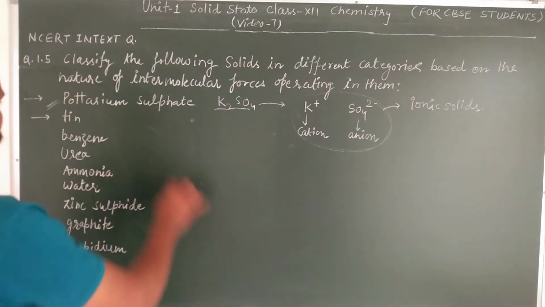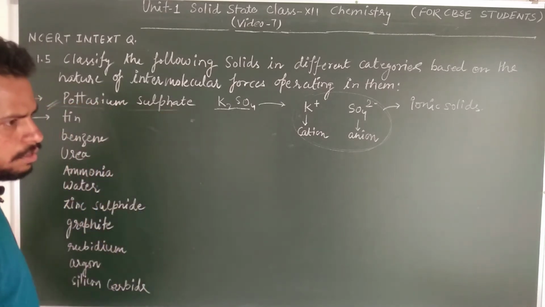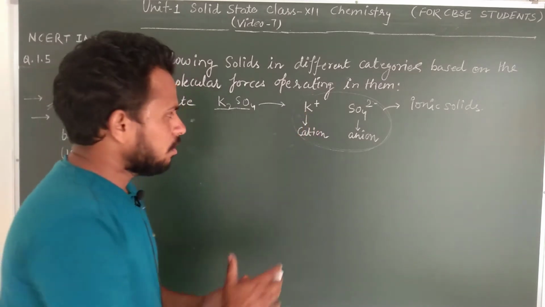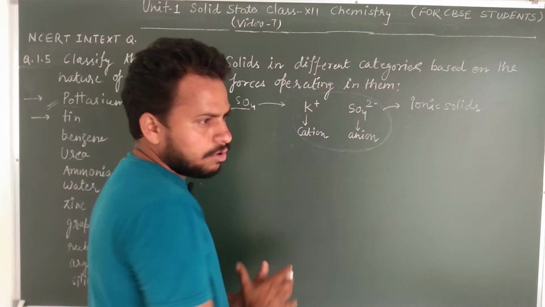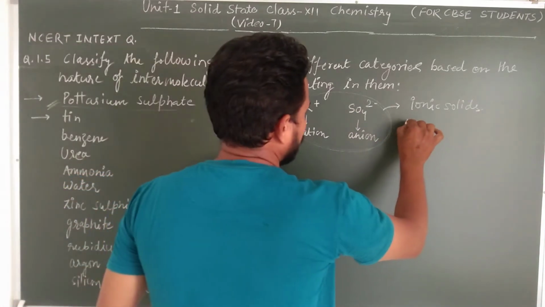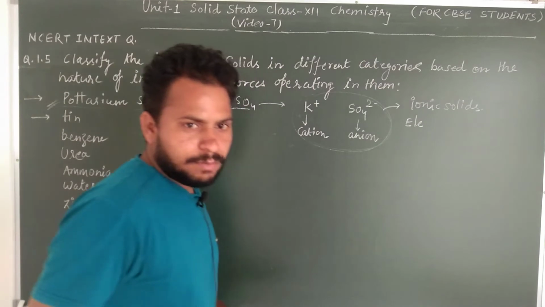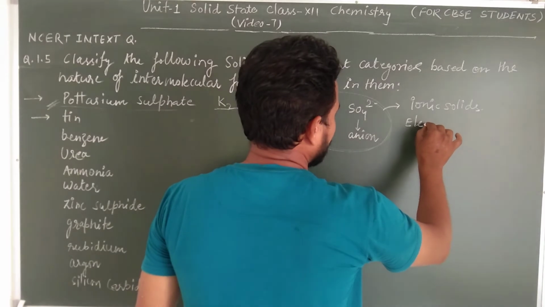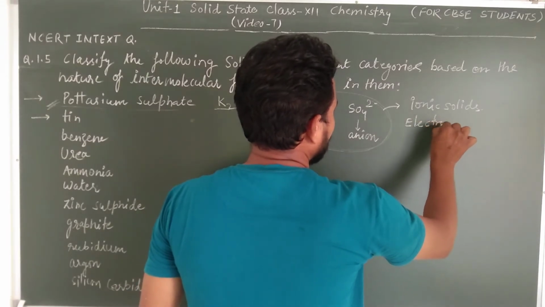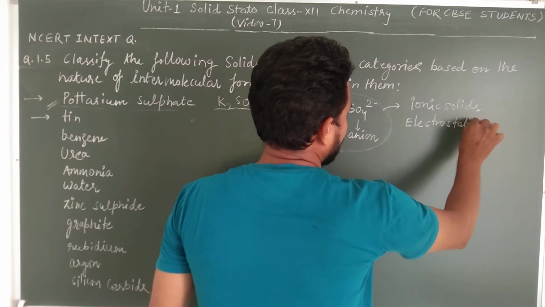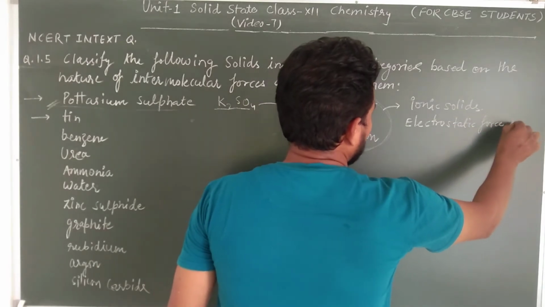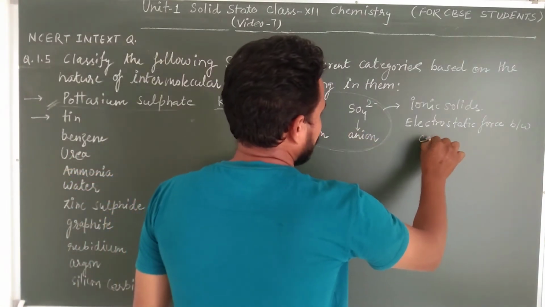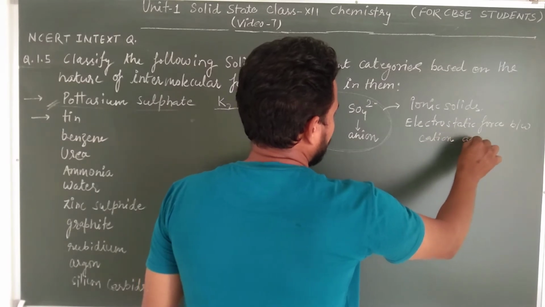So this is the ionic solid because it has two components, cation and anion, and the force of attraction applied between these two components is the electrostatic force. Which force is applied between cation and anion? So the force is electrostatic force, electrostatic force between cation and anion.